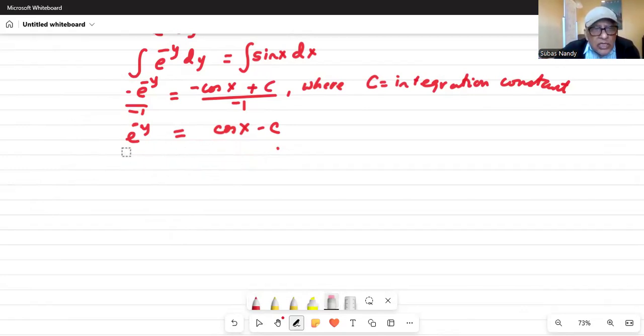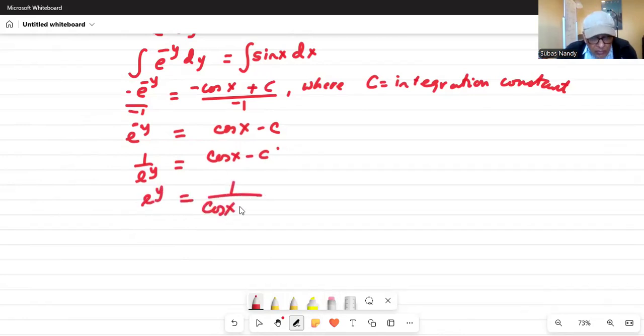Let me write e to the power of minus y is the same as cosine x minus c, or flipping over, e to the power of y is equal to 1 over cosine x plus c1, where c1 is equal to minus c, another integration constant.